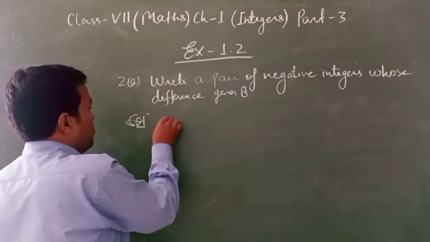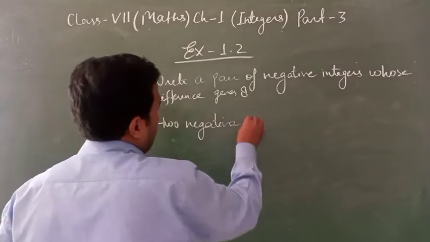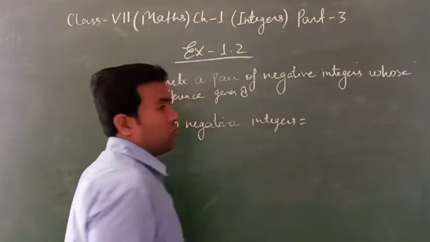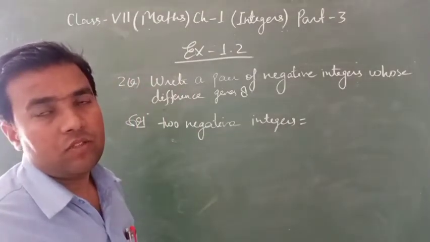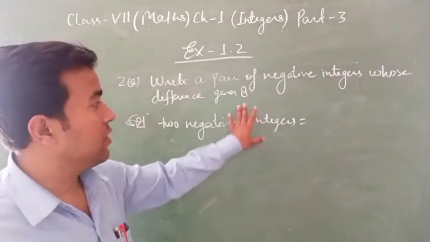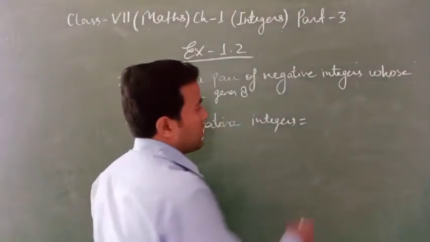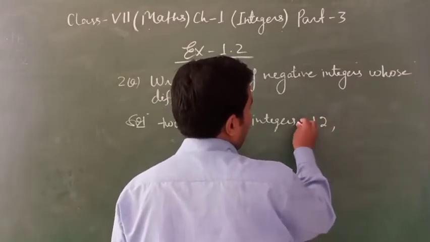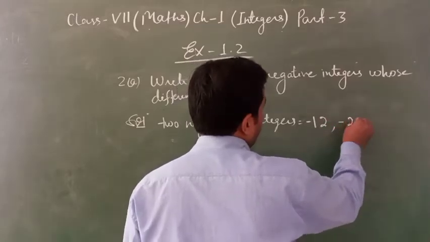So 2 negative integers you take, and your answer should be 8. Clear? Suppose that we have taken -12 and -20.